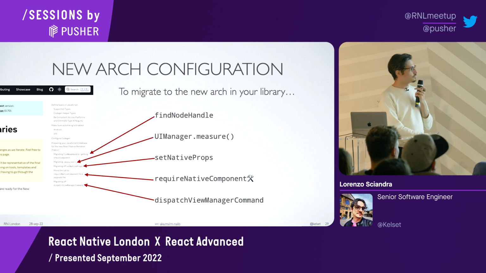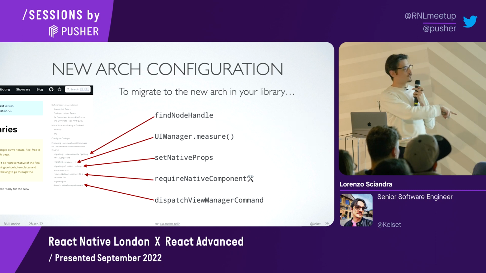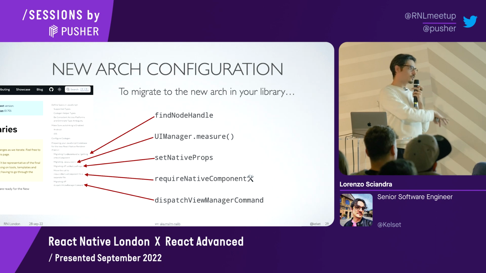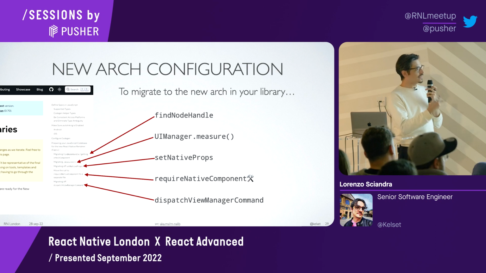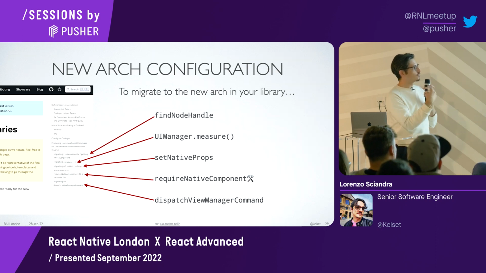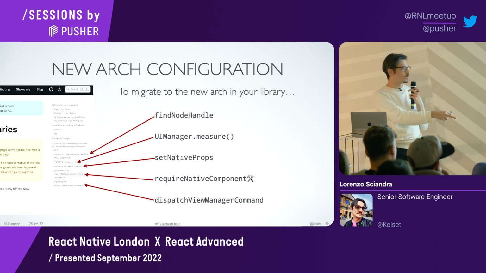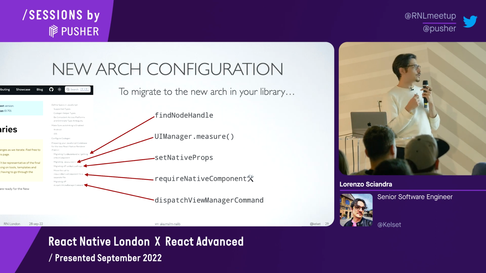So let's say you want to migrate your library to use Fabric. Basically, if you use any of those things, it means a refactoring in different ways, at different levels of complexity. But even if you don't use any of findNodeHandle, measure, setNativeProps, the requireNativeComponent is something that all the libraries with native code will need to change, because they move that call into a separate file. So yeah, library maintainers, you have some work ahead of you. Sorry. We're trying to help you there too.